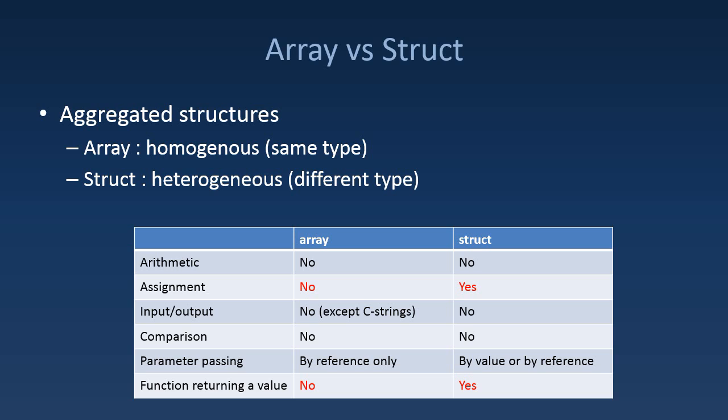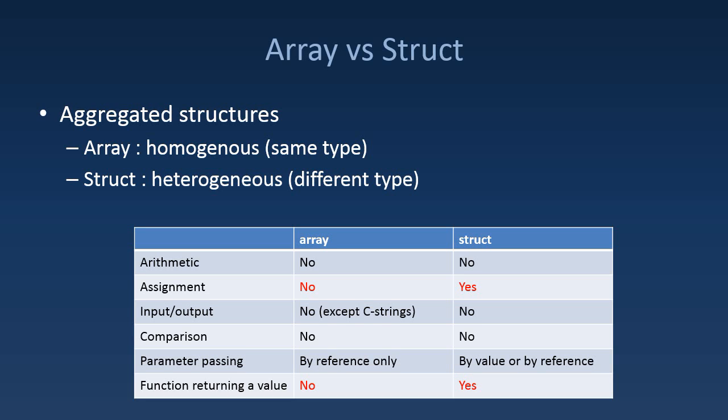The difference is an array is always homogeneous. It's always the same type. I can have an array of ints or an array of doubles, but I can't mix the two. A struct is usually heterogeneous. Sometimes we have a struct that's just two ints, but oftentimes it'll have some strings and some ints and some doubles and all kinds of different information we can mix together.